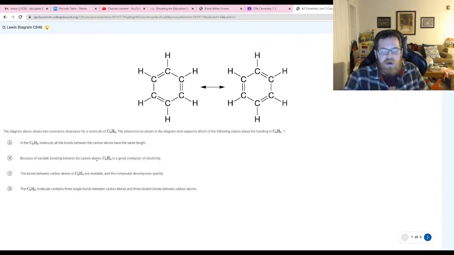Well, conduction of electricity has to do with movement of charged particles, which this doesn't have, so we can rule out B. C: The bonds between the carbon atoms in C6H6 are unstable, and the compound decomposes quickly. There's no evidence whatsoever that it's unstable. In fact, this is actually one of the more stable structures in chemistry. But you wouldn't have any evidence of it being unstable just based on this.